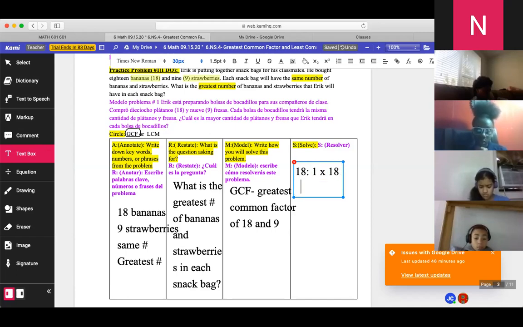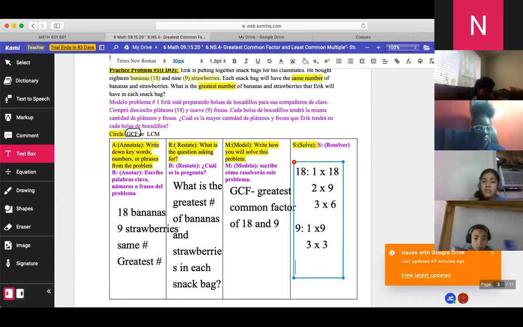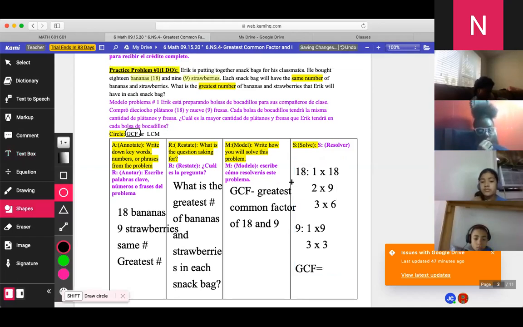So 1 times 18, 2 times what? 2 times 9 is 18. And then we have 3 times what? 6, right, guys? All of these numbers go into 18. The next one is number 9. 1 times 9, and then 3 times 3. Now we are going to be looking for the GCF, which means what numbers are in the same group. So we have 1 that is in common, and we have 3, and then we have 9, correct? So the greatest common factor in this case is 9.